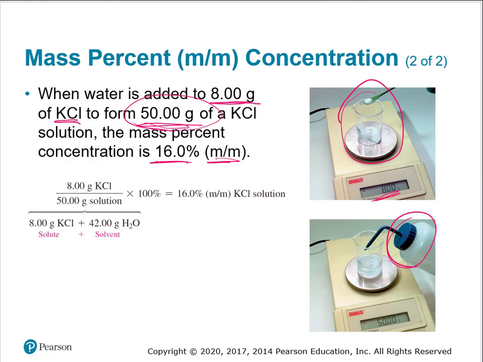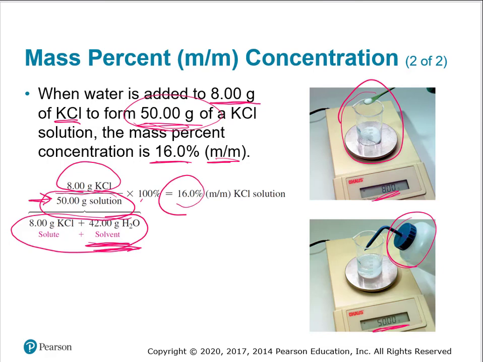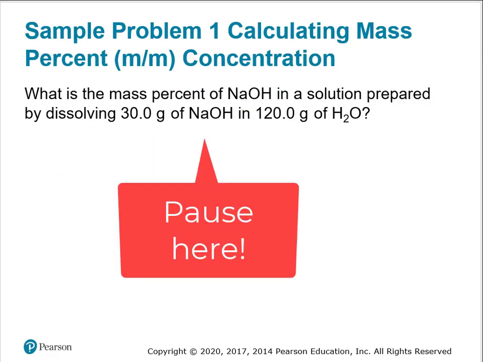So then we added enough water to make that scale go up to 50. I could figure out how much water was added by simply doing 50 minus 8. That would tell me that I used 42 grams of water, which is my solvent. So this bottom denominator here, this 50, is 8 plus 42. So I did my part, my 8 grams of KCl divided by 50 grams, times 100, and I got 16%.